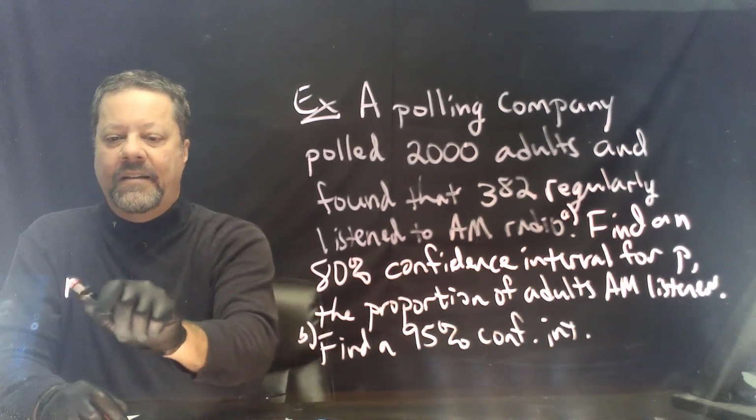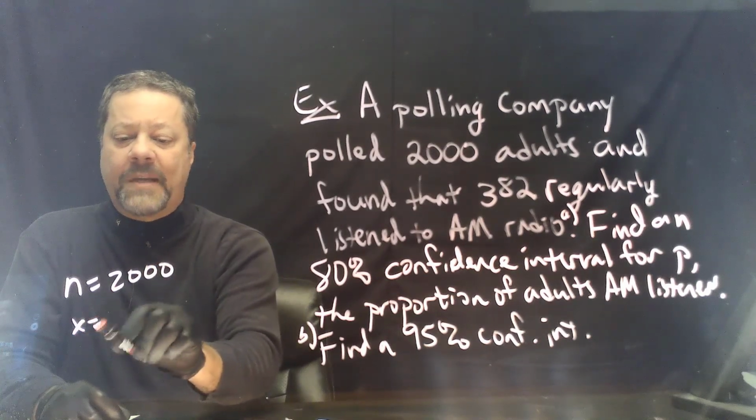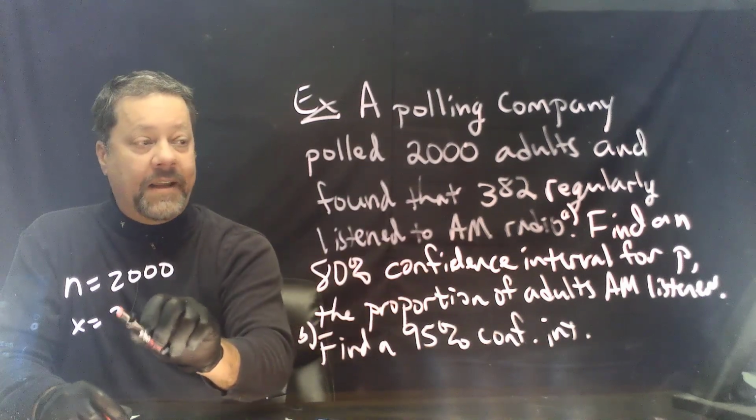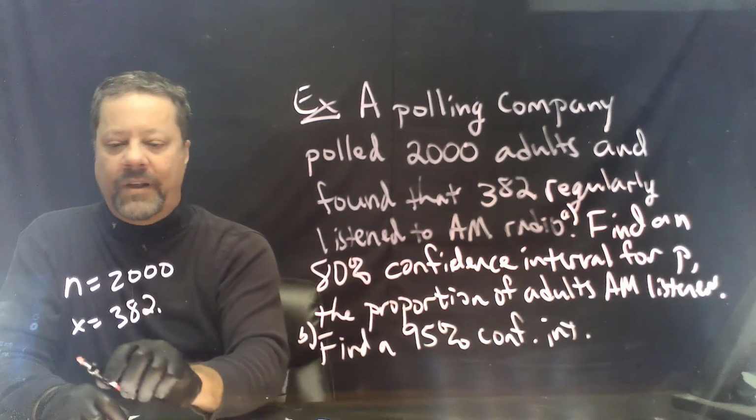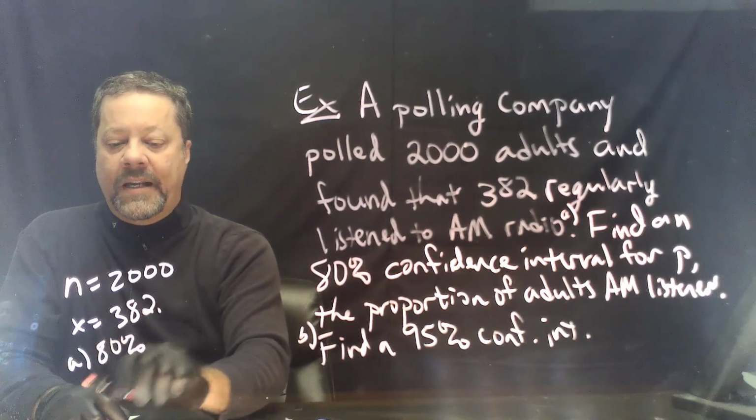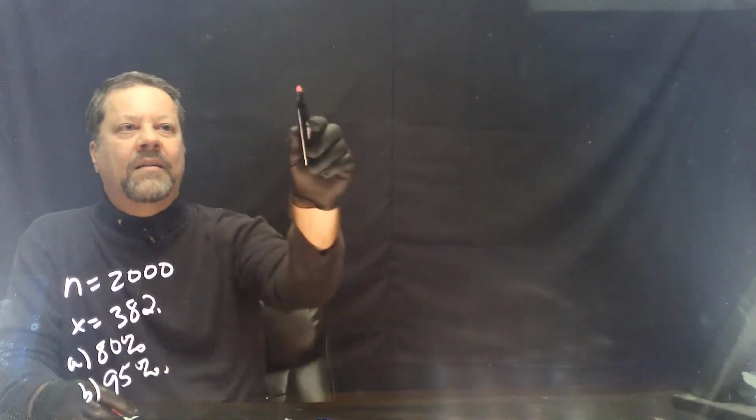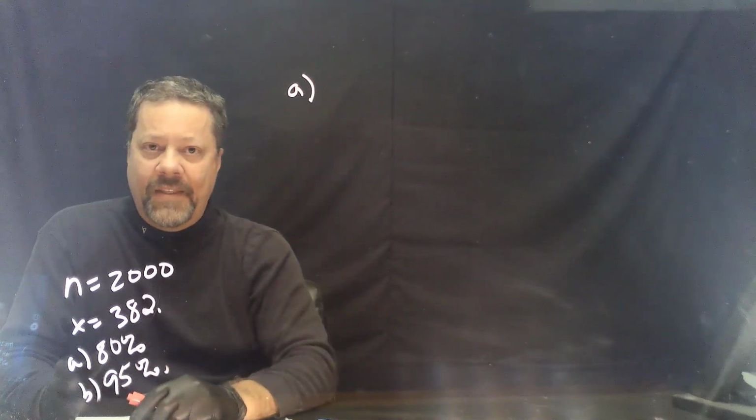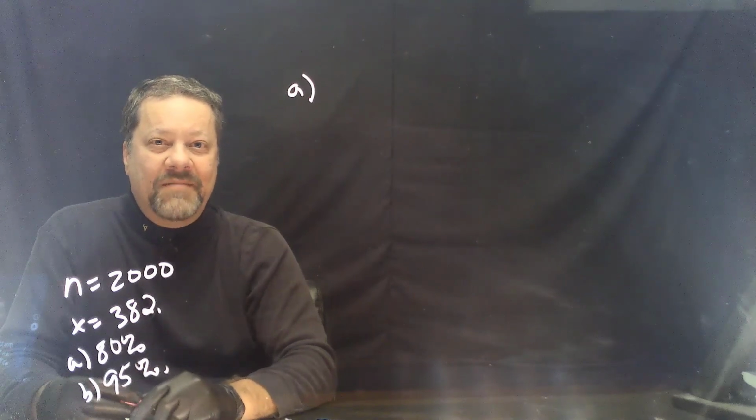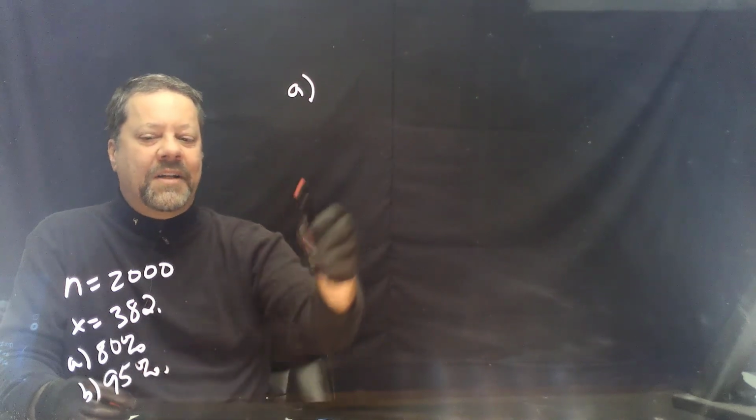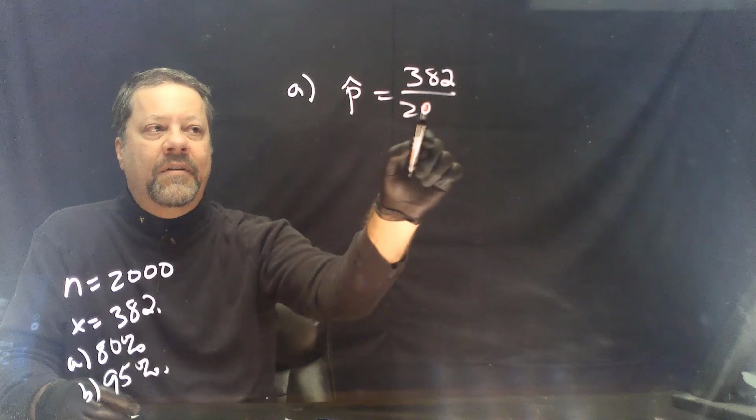Let me note that N is 2,000, and the number of respondents who said that they do listen to AM radio is 382. We're looking for 80% confidence on part A and 95% confidence on part B. We'll do this by hand, and then I'll show you how to make the confidence interval on your calculator in a very simple fashion. By hand the first time. Our sample proportion is 382 out of 2,000.